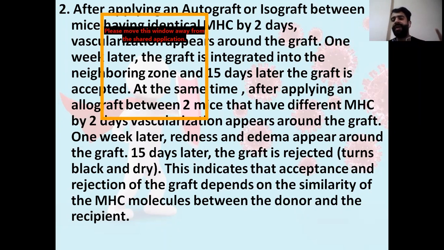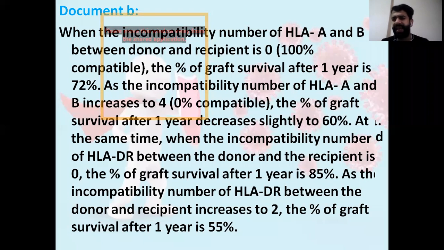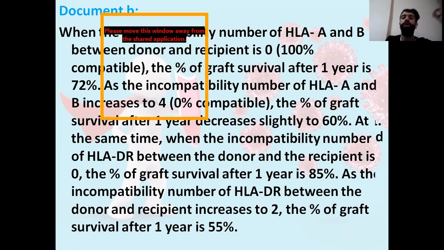This factor is the similarity of the MHC molecules between the donor and the recipient. However, in document B, when the incompatibility number of HLA class A and B between donor and recipient is zero, what do you say of incompatibility? Incompatibility meaning that they are incompatible, they are different. So percentage of incompatibility was zero. So they are 100% compatible, meaning that they are 100% similar.